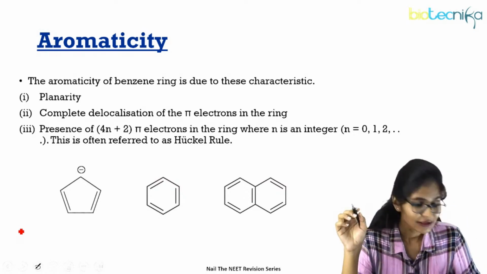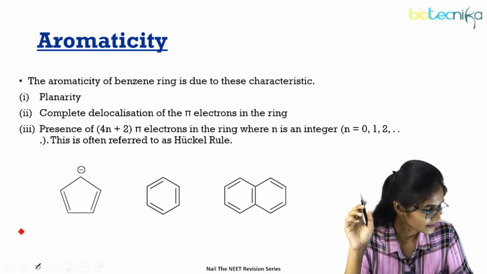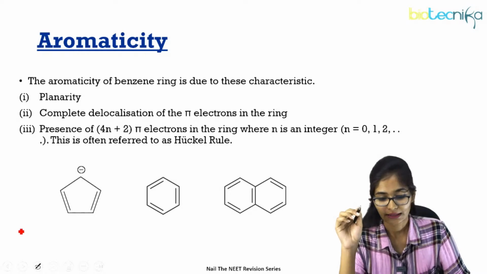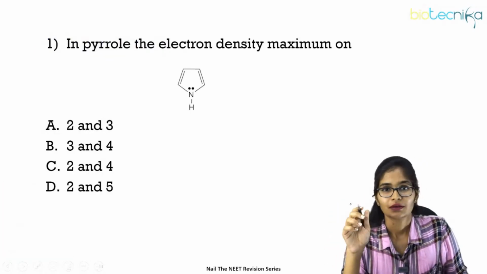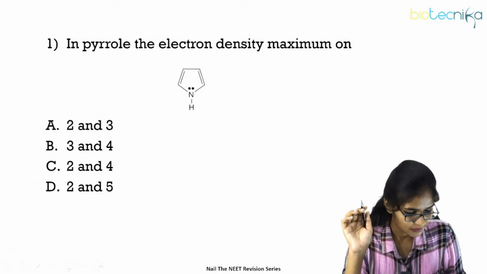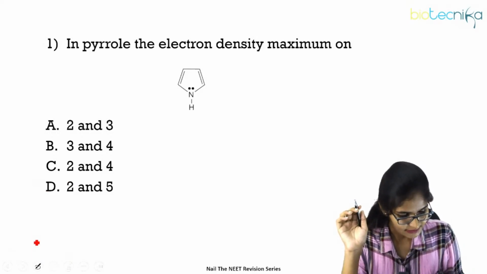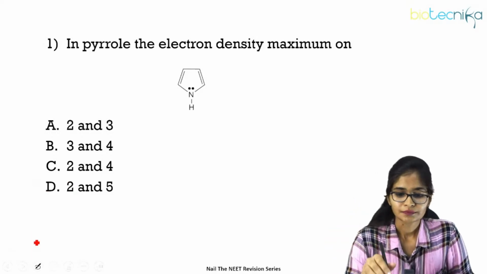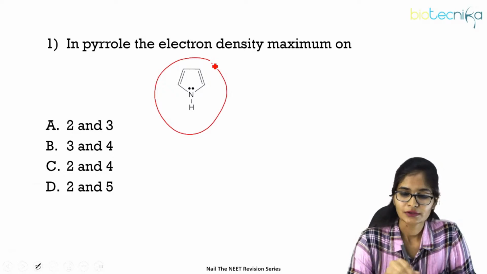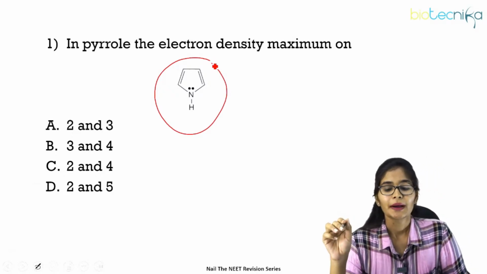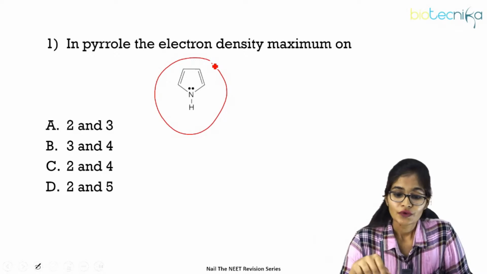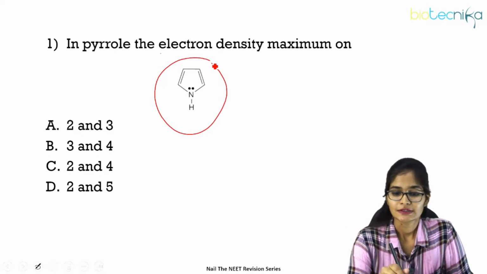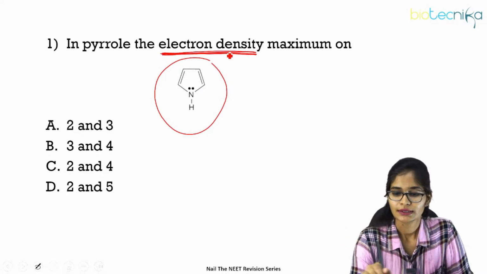Okay, so if you have any doubt, you can ask me in the chat box so that I can answer you. Now, coming to the next part, which is problems. You have to solve problems now. So, the question is like this. They have given the structure of pyrrole. This is the structure of pyrrole. In pyrrole, the electron density is maximum on... So, on which position the electron density is more, that you have to tell me.